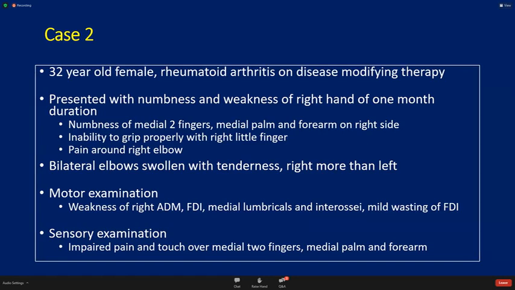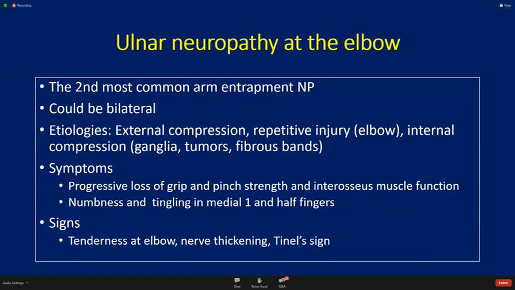It was obvious that the patient had active arthritis in the form of swollen elbows on both sides. On examination, she had weakness of the intrinsic muscles of hand, but no weakness of the proximal FCU or FDP. The intrinsic muscle weakness was confined to the ulnar distribution. And the sensory loss was confined to the medial 1.5 fingers as well as the palm. She also told that there is some impairment of the forearm sensation, but that was not consistent.